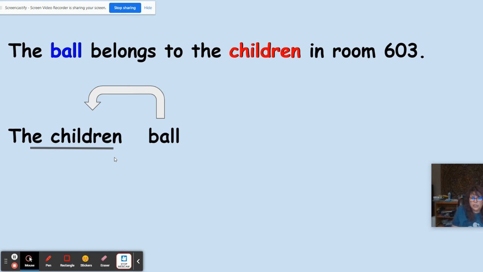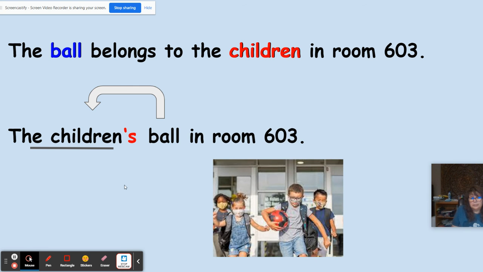But in the word children, it's an irregular plural. It doesn't have an S. We have to treat it like a singular. So therefore, to make it a possessive noun, we add apostrophe S. The children's ball in room 603. And that's the end of the lesson.